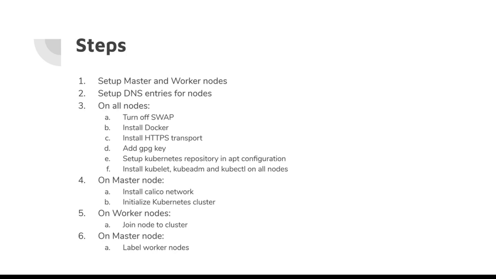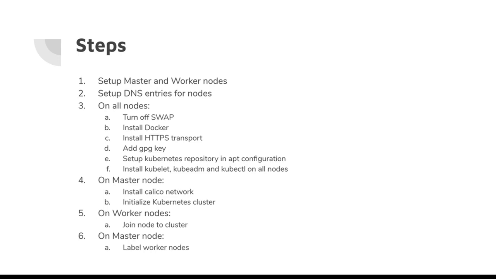Once the Kubernetes cluster is initialized successfully, the Kubernetes cluster will be up and running with only one node, the master node. You need to add worker nodes to the cluster. So then you switch over to the worker nodes, and using the Kubeadm join command, you can join those worker nodes into the cluster.